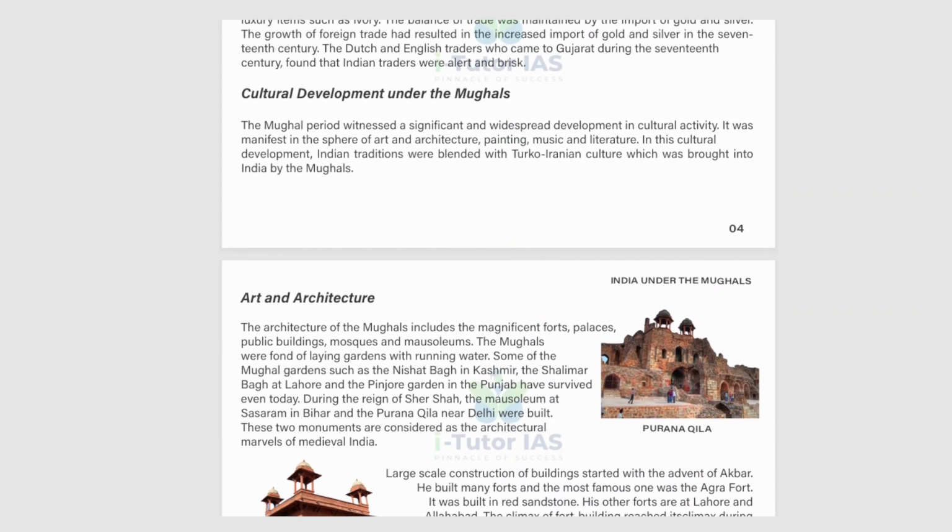And next is cultural development under the Mughals. The Mughal period witnessed a significant and widespread development in cultural activity. It was manifest in the spheres of art and architecture, painting, music, and literature. And in this cultural development, Indian traditions were blended with the Turco-Iranian culture, which was brought into India by the Mughals.